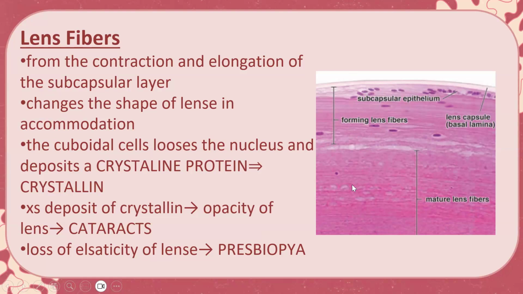The lens fiber also has a protein called crystallin. From the name, crystal, its function is to aid in the refraction of the light. If we have excess deposition of this crystallin, the clinical significance is a cataract. Another clinical significance is due to age, where we lose elasticity of the lens, because the lens changes shape, becoming more flat or more round depending on the vision. When it loses this elasticity, it is a condition that we call presbyopia, but that's for pathology.